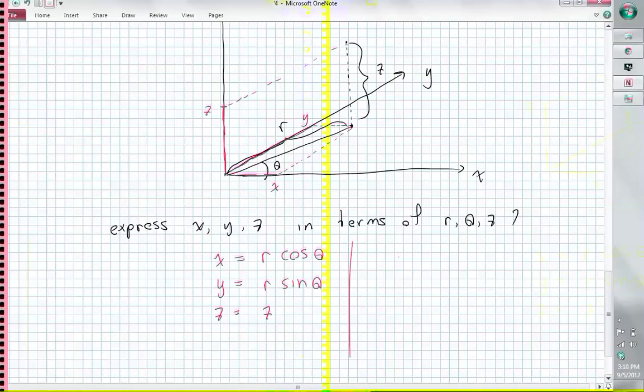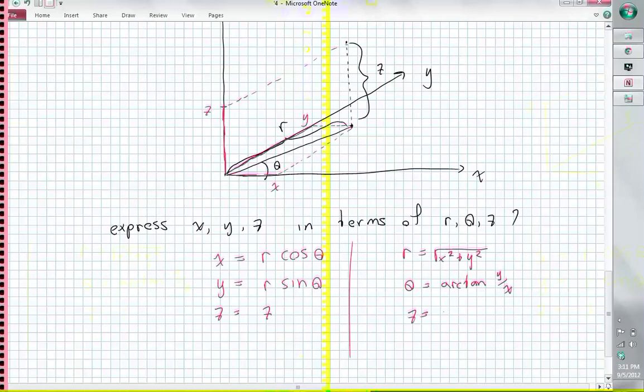Do the inverse tan, y. Let's find r first. So can you find me r? Pythagorean theorem, yep. Square root of x squared plus y squared. And theta, I think you were onto it. Oh yeah, inverse tan, arctan of y over x. Yep. And z is z.